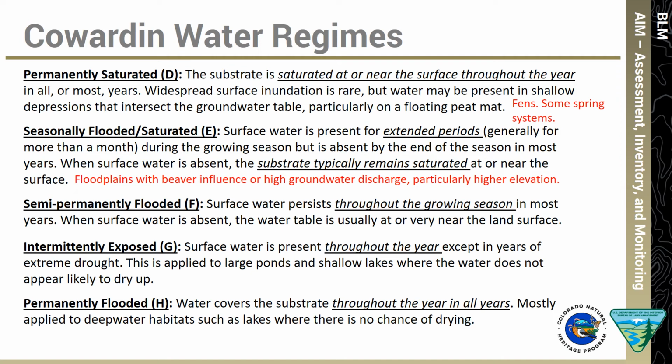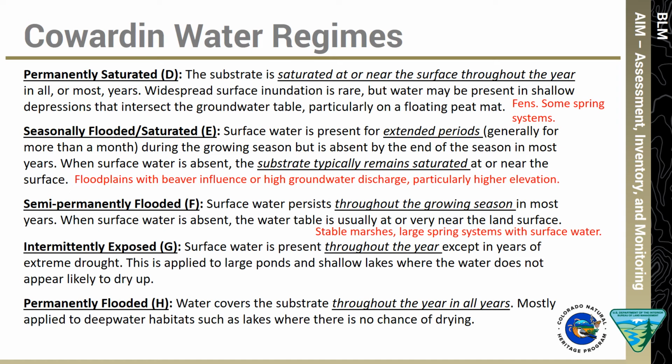The next is F, or semi-permanently flooded. For these wetlands, surface water persists throughout the growing season in most years. When surface water is absent, the water table is usually at or very near the land surface. This regime is used for stable marshes and large spring systems with surface water. This is the wettest regime typically used for wetlands.